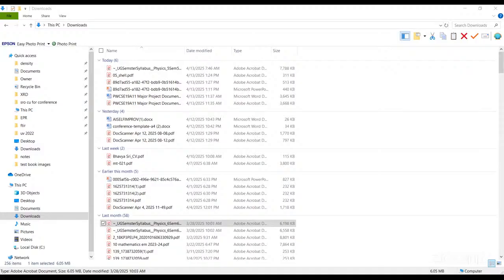In block 3, how many units? 1, 2, 3, 4 units. In block 4, 3 units: 1, 2, 3. Total 7 units we have to discuss in the next coming classes.